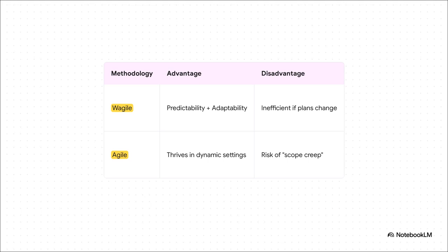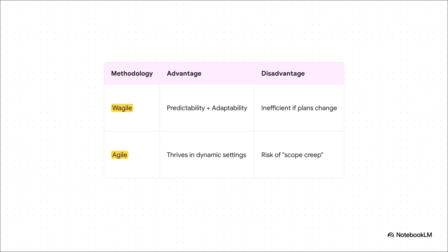This table right here is gold for your revision notes. Wagile's biggest strength is that it gives you a nice balance between having a predictable plan and having some flexibility. The downside? If that big upfront plan turns out to be wrong and you need to make lots of changes, it gets really inefficient, fast.